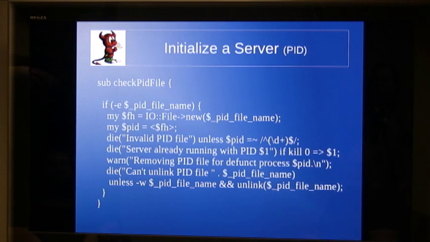Of course, that's a variable that I have already made sure is not tainted somewhere else in the code. And I read in the process ID from the file handle. And then I take a look and say, is this all digits? If it's not, I die with invalid process ID file. If it is just digits, we send the kill 0 to it.